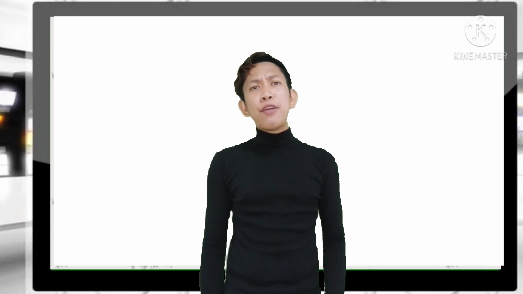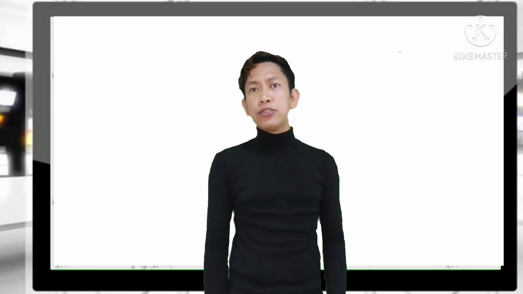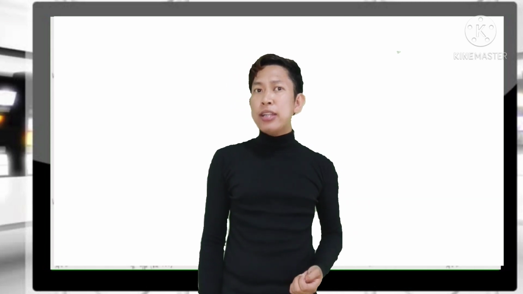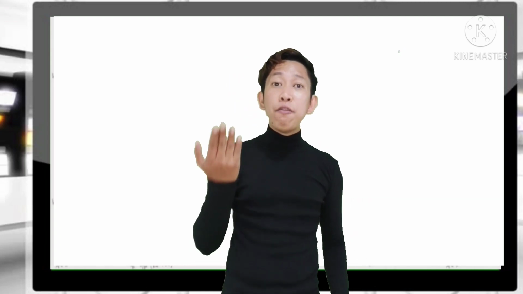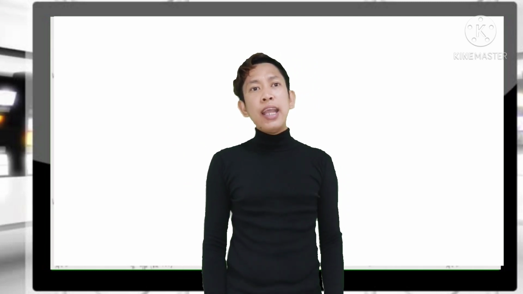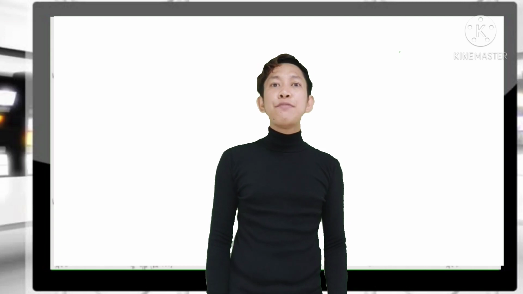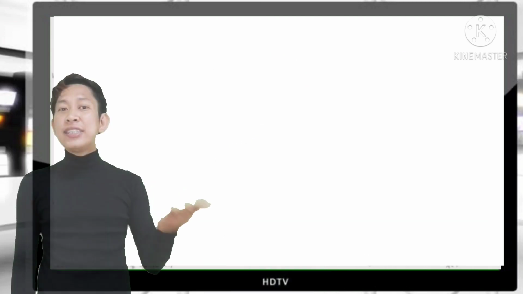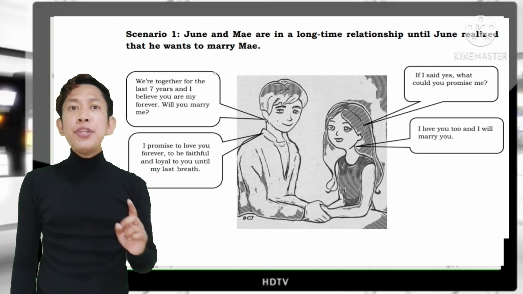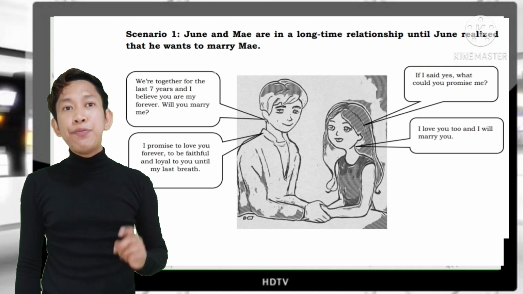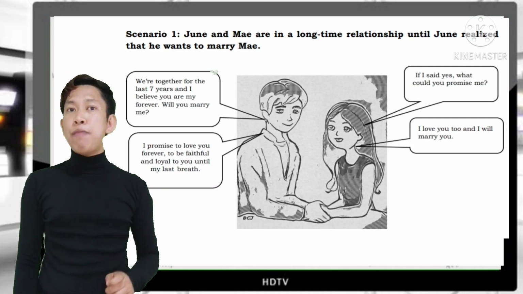We said that for a relation to become a function, the value of the domain must correspond to a single value of the range. Let's read some of the conversations and determine if they can be classified as function or not. First scenario. June and May are in a long-time relationship until June realized that he wants to marry May.